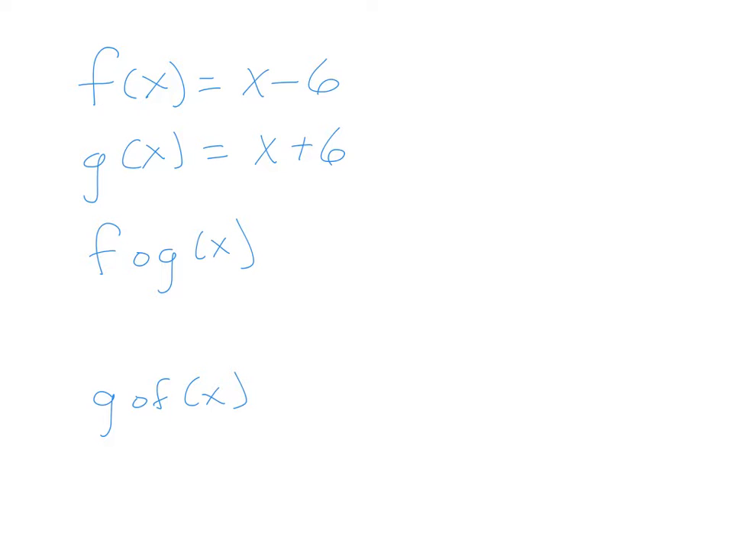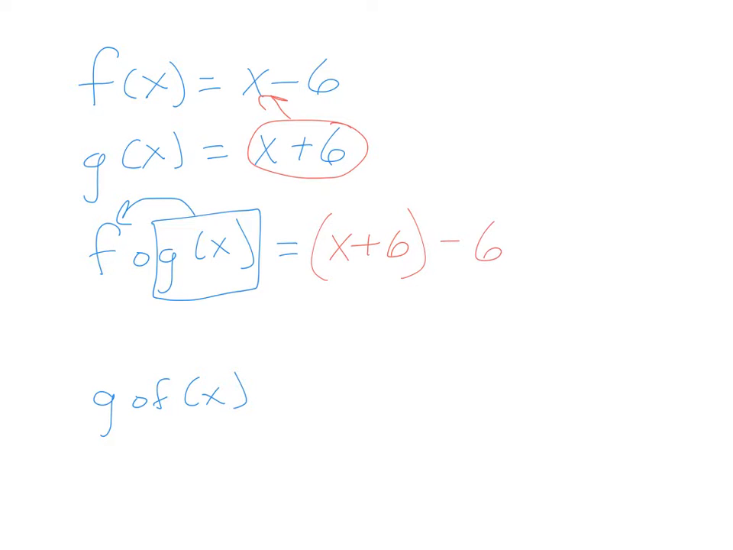A quick review of composition basically says that you take this inner function and put it into the other function, into the outer function. So I'm going to write this g function replacing the x in the f function. So x plus 6, then minus 6. So now my parentheses really aren't doing anything, so I can just say x plus 6 minus 6, and therefore the answer is just x.